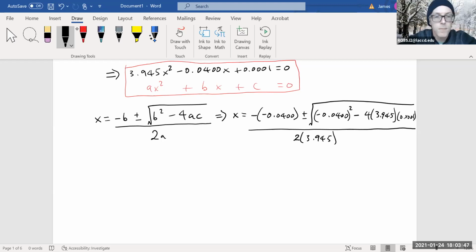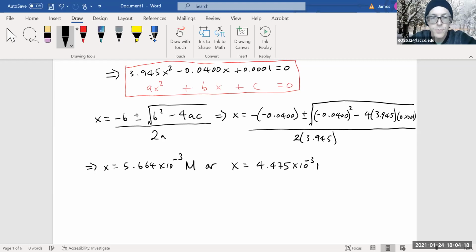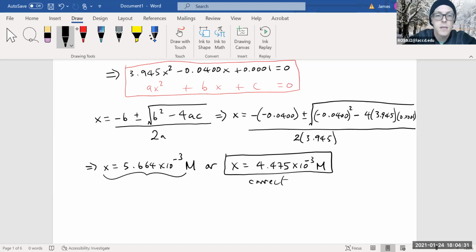So we do that, and then we always get two solutions. Only one of them can make physical sense. So we get x is equal to 5.664 by 10 to the negative 3, and we can return the unit now. Remember, we're solving for molarity. Or the other solution is that x is 4.475 by 10 to the negative 3. Now, they both can't be right, so this is the correct answer, and this one is incorrect. So only one of them is going to be possible.